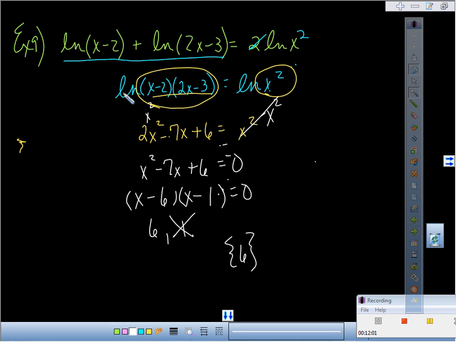Look, if you have ln of this, remember how we did one like this? If ln of x is equal to ln of y, then what do you know about x and y? There you go. And that's the property that I teach. The book does it a little bit different way, but I think this is the easiest way.